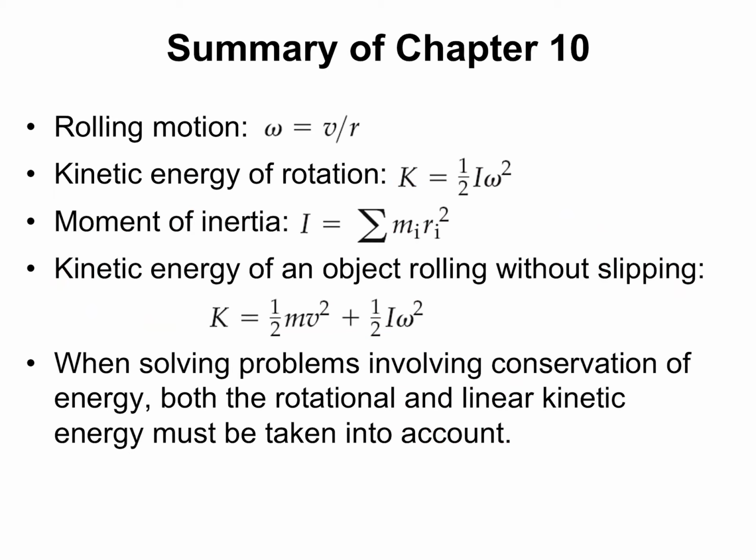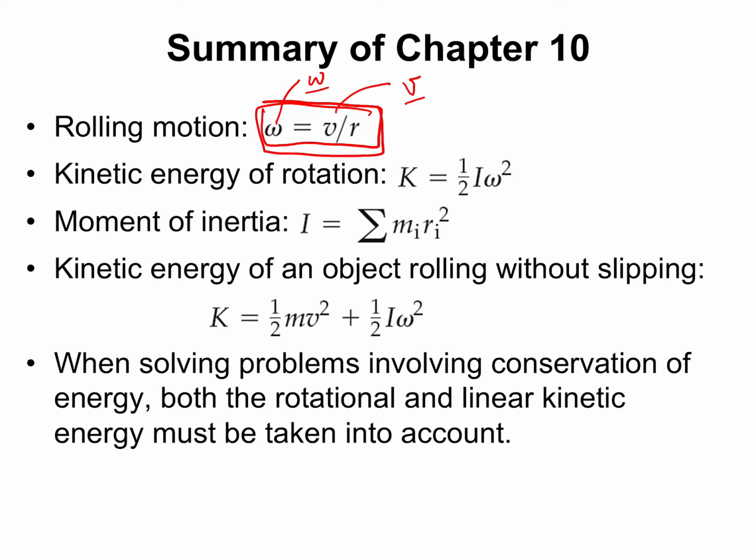Okay. Other than that, we also talk about rolling. In rolling, you have this term. Rolling is something that moves forward with speed v and rotates with speed omega. This is angular speed, and this is linear speed. They're linked by this equation.